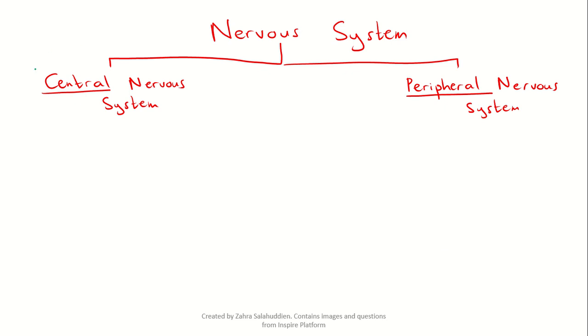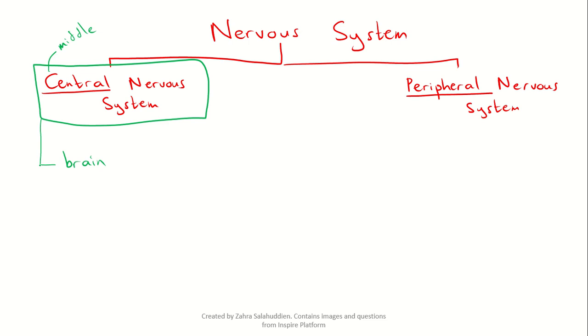So our central nervous system, central, middle. It's in the middle of your body. Okay, so remember central, in the middle of your body. It's made up of two parts. It's made up of the brain and the spinal cord. So the brain and the spinal cord are part of our central nervous system. Okay, so again, central nervous system, brain, spinal cord.